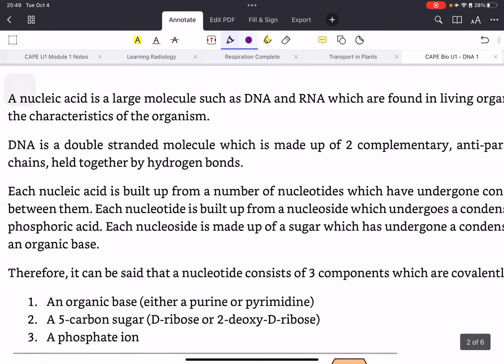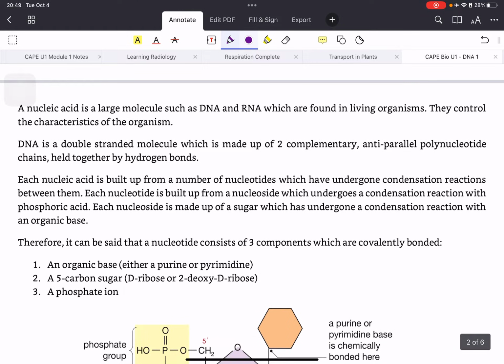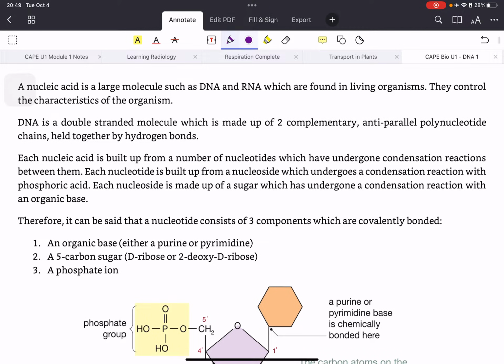So let's take a little bit of notes here now. A nucleic acid is a large molecule, and DNA and RNA are prime examples of them. They are found in living organisms, and they control essentially the characteristics of an organism by ordering how proteins are made. They are essentially the brains of all the cells of the body. They are found in the nucleus. So we look at DNA today, really.